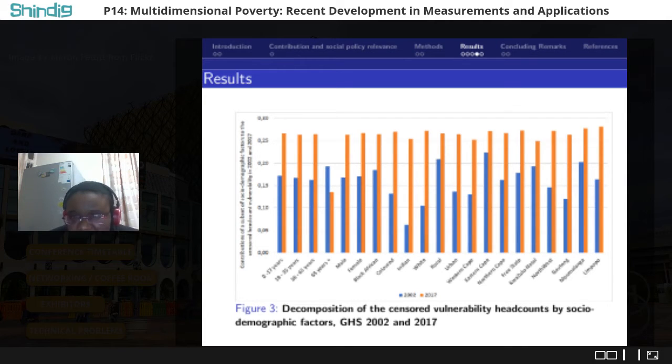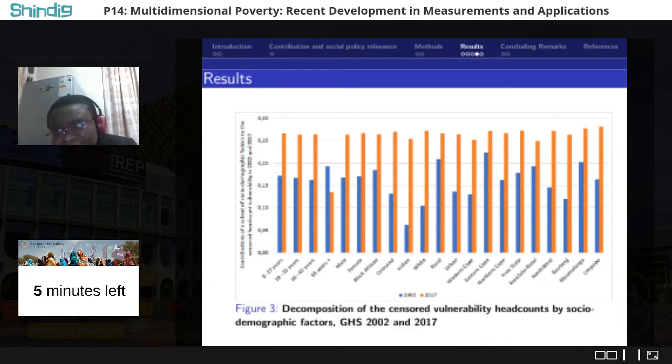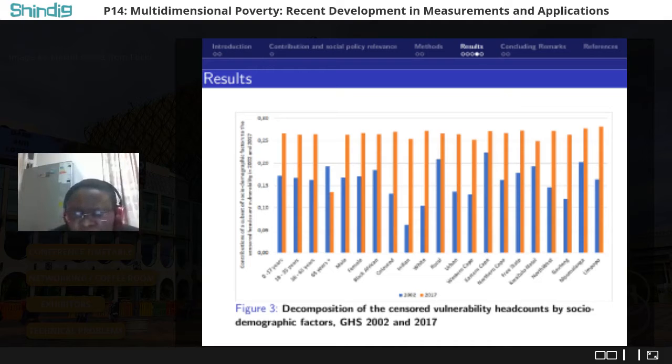Okay, so I try to decompose the censored vulnerability headcount by some socio-demographic factors. Like I told you earlier, this is still work in progress. This is not too informative, but I think the key message here is that the proportion of people that are poor, that are vulnerable to poverty, to multidimensional poverty, are higher, and the policy should be directed to include them in any program that could improve their condition, that could take them out of poverty, so to speak. So next slide, please.